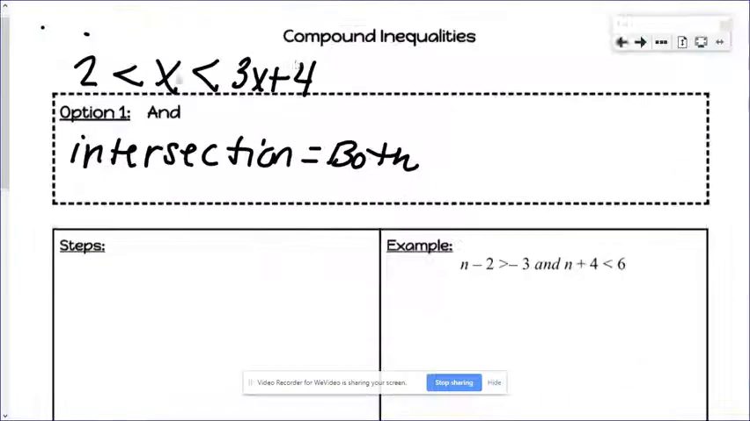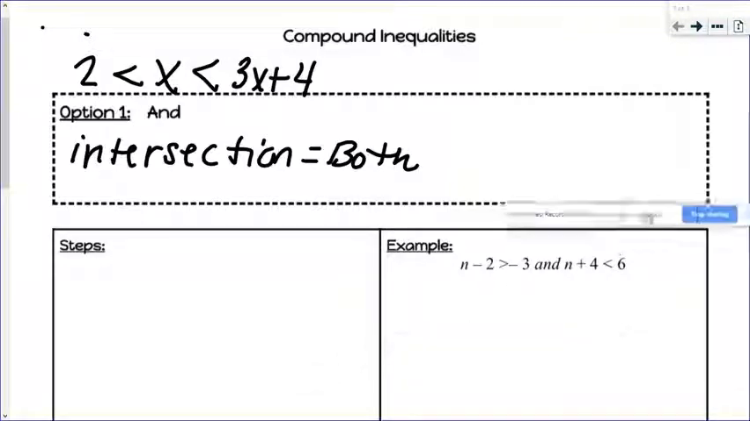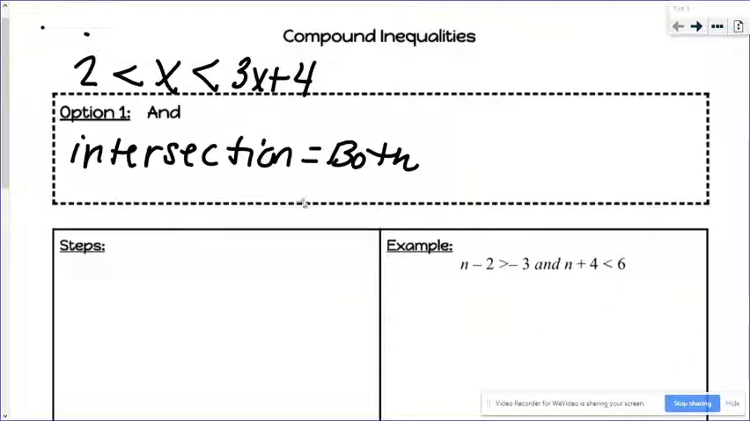Okay, we're going to talk about solving compound inequalities today. I'm warning you, this video might get a little lengthy, so I'm trying to rush through, but if you need to pause or rewatch, please feel free to do so. So here we go. We're going to talk about solving compound inequalities.